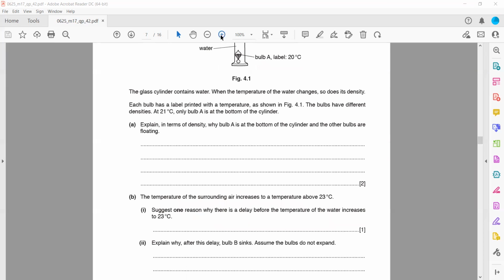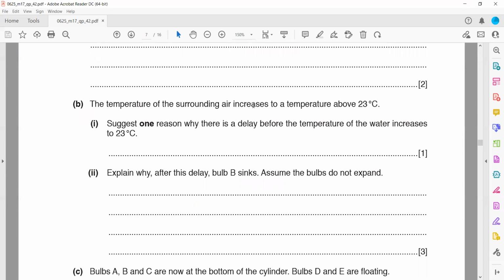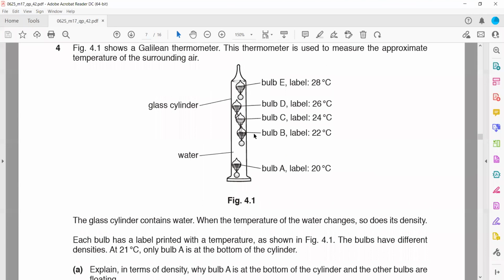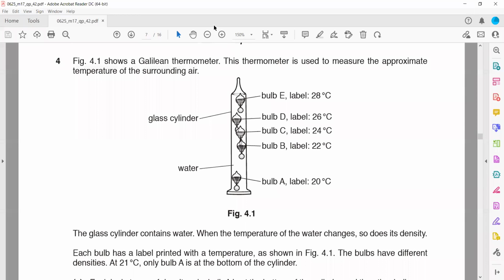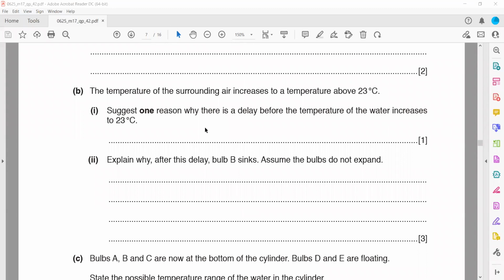The temperature of the surrounding air increases above 23. Suggest one reason why there is a delay before the temperature of the water increases to 23. So for example, when the temperature is rising above 23, what will happen? This bulb B will sink. As a result, the density of the water changes as the temperature changes, so the density of the surrounding water changes. So as a result, bulb B will also sink. So why is there a delay? Why does it not happen instantly?